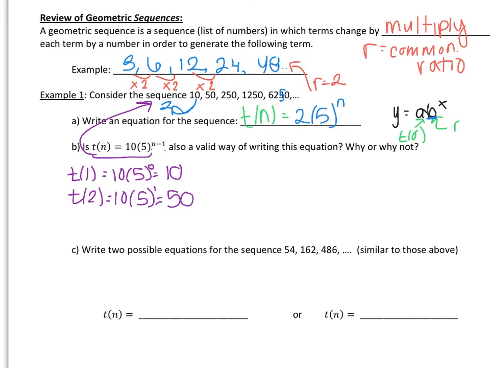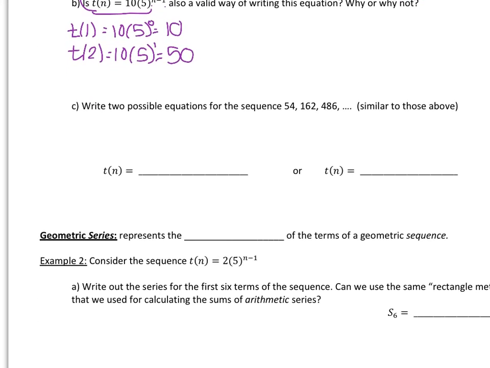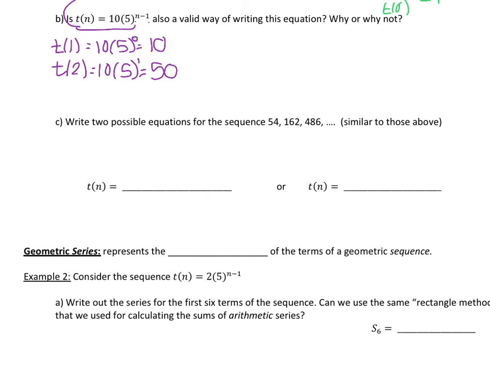So just to reiterate, up to this point, we have not looked at any geometric series. We've only looked at these sequences, which is just the list of numbers. So we'll jump into series in a minute. All right, so here we've got a new sequence, 54, 162, 486.